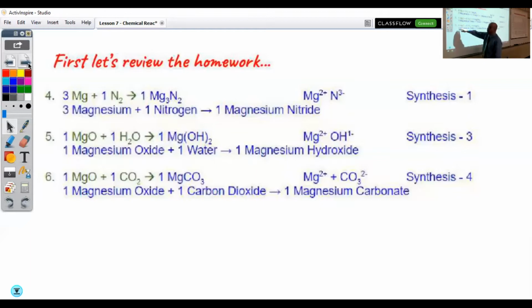And then finally, our problem number 6, we had a metal oxide and a non-metal oxide coming together to form magnesium carbonate. I put the type of synthesis reaction over here. You don't have to show that. I'm just doing it so you can see where it's coming from. So as far as the names are concerned, we have magnesium oxide, carbon dioxide, and then our product is called magnesium carbonate.